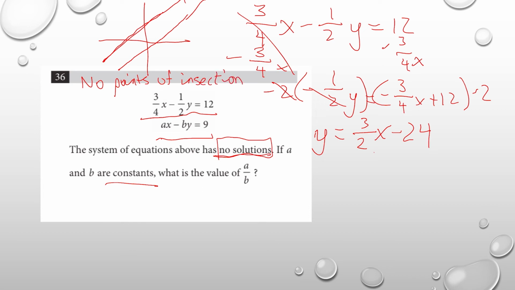That's why we're finding what this slope is, which we can see is 3/2. And so we're going to do the same thing on this equation over here. ax minus by equals 9. Let's write that out.